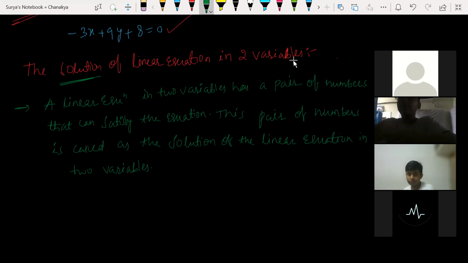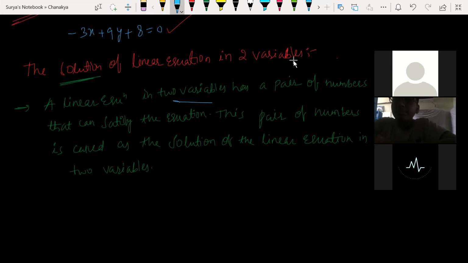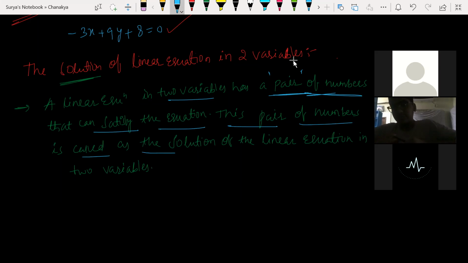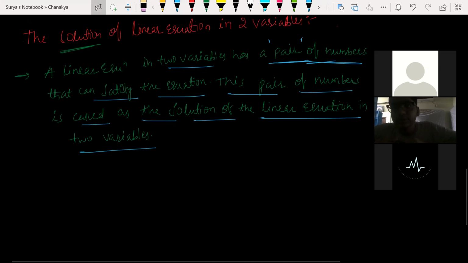Any doubts? Yes sir. No sir. See here, a linear equation in two variables has a pair of solutions. How many? Pair means two solutions. A pair of numbers that can satisfy the equation. This pair of numbers is called the solution of the linear equation in two variables. Let me tell you what exactly it means.